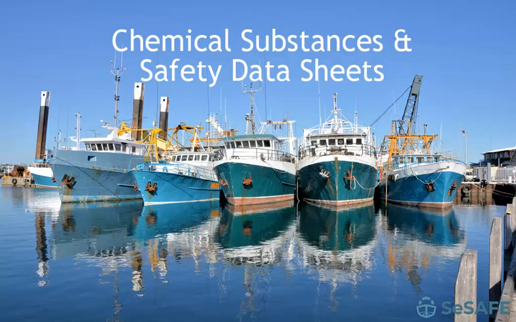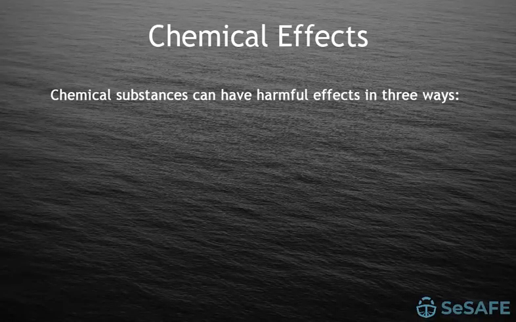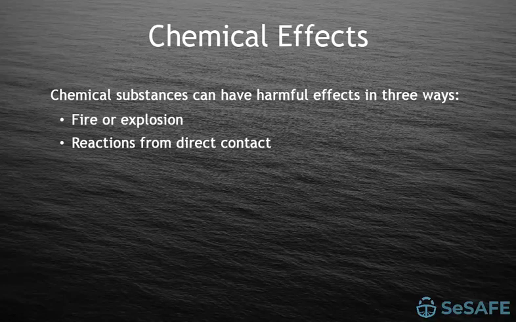Welcome to the Chemical Substances and Safety Data Sheets training module. There are 3 possible ways that you may be affected by chemical substances. Some can catch fire or explode. Some can cause burns or adverse reactions from direct contact with the substance, and finally, some can cause poisoning or harm by entering your body.